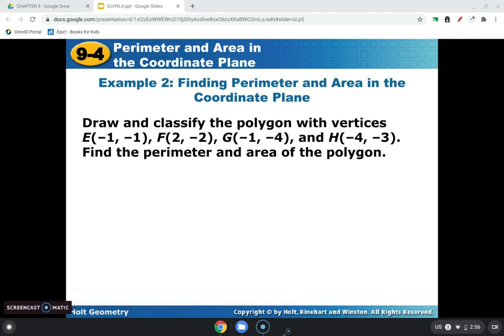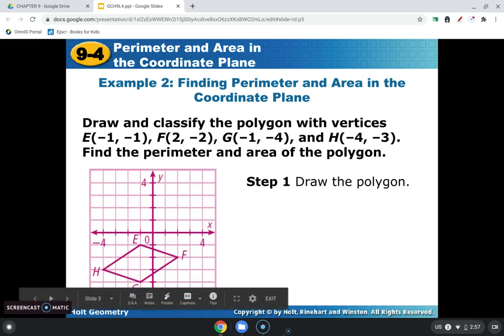This is Geometry 9, Lesson 9-4, Perimeter and Area in the Coordinate Plane. So we'll use things that we did to find in the coordinate plane. Draw and classify the polygon with the vertices E, F, G, H in the coordinate plane and find the perimeter and area of the polygon. So the first thing we want to do is draw the polygon.